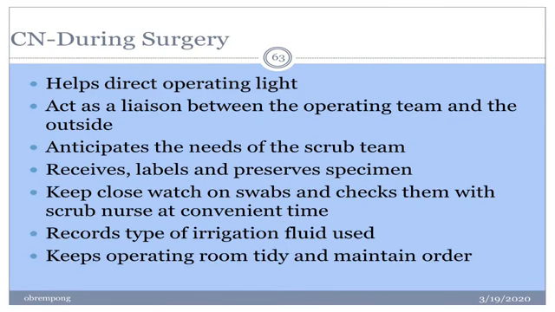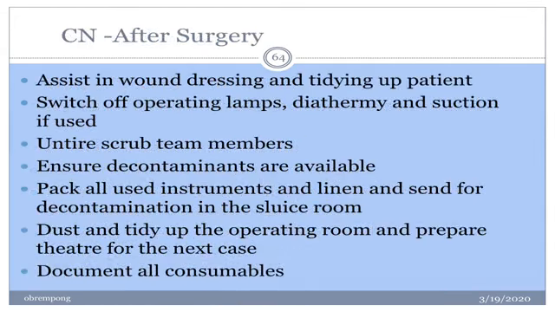So the circulating nurse during the surgery helps direct the operating light to where the light is supposed to go, whether deep or shallow. They receive labels and preserve specimen. They record the type of irrigation fluid that was used, keep the operating room tidy and maintain order. They also assist in wound dressing and tidying up the patient.